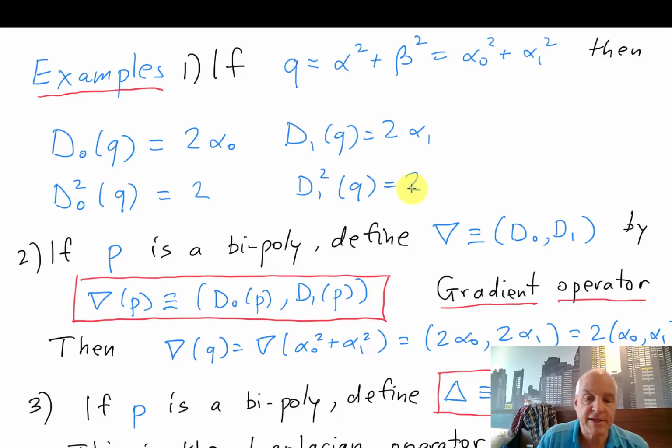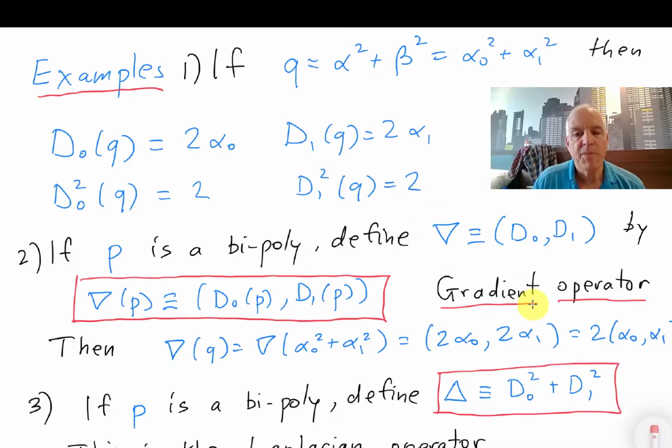Okay, so that's fine. And now we can introduce a gradient operator, which is what we get when we combine a d0 and a d1 as a little vector. So if P is a bipoly, we can define this nabla symbol, the vector d0 comma d1, by the way it acts on a bipoly P: its first component is d0 of P and its second component is d1 of P.